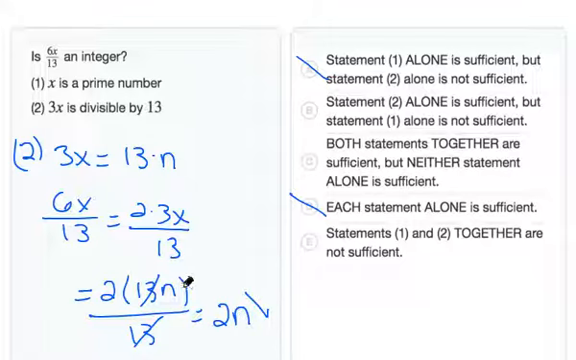We can definitively answer with the given statement 2 that if 3x is divisible by 13, yes, 6x over 13 is going to be an integer. So statement 2 alone is sufficient. This allows us to actually answer the question right now. We can eliminate answer choices C and E, because these consider where statement 2 is not sufficient, and we're left with answer choice B. Statement 2 alone is sufficient, but statement 1 alone is not sufficient. And that's our final answer choice.